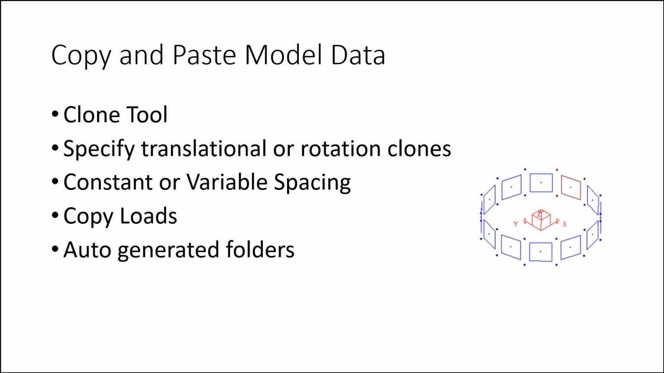Hello everyone, welcome to this video where today we're going to look at how we can copy and paste our model data within an SRAM file. Throughout this video we're going to be utilizing the clone tool, and this allows us to specify translational or rotational clones of model data in order to create the geometry that we're looking for. We can copy or clone those objects at a constant or a variable spacing. We also have the ability to copy loads and generate auto-created folders to help us organize the model.